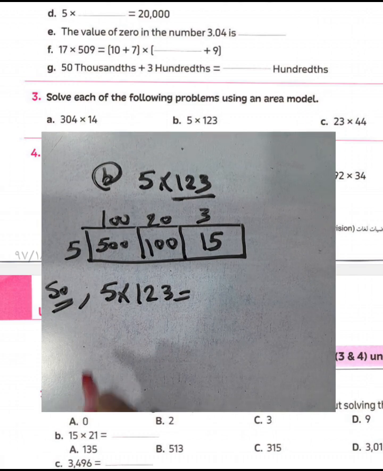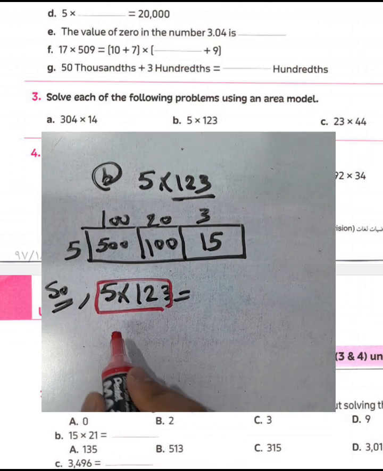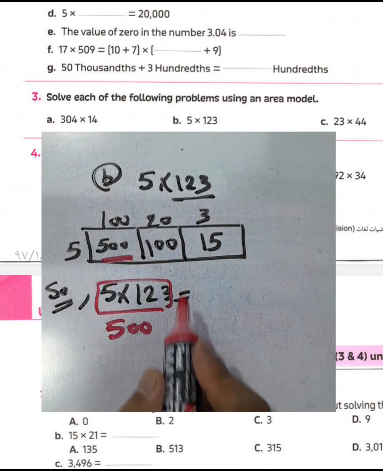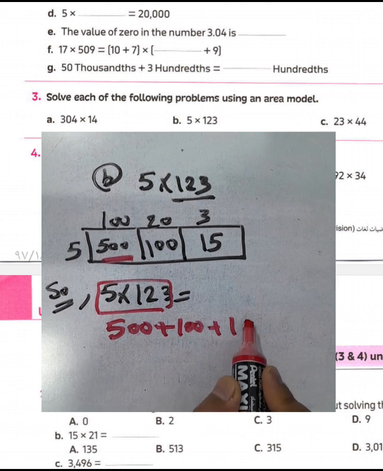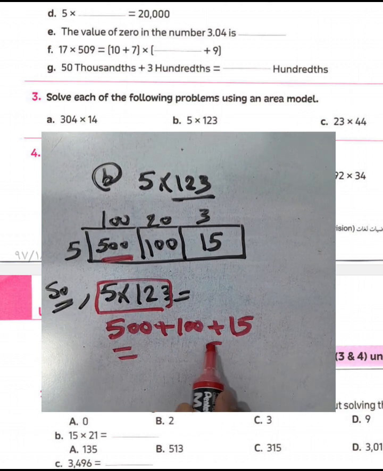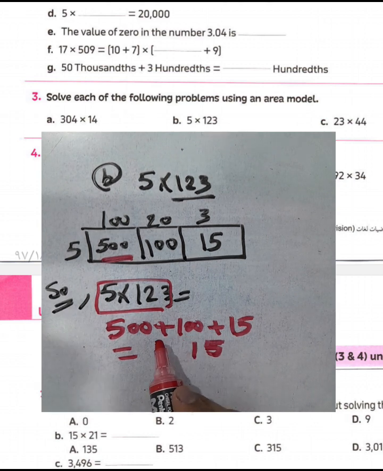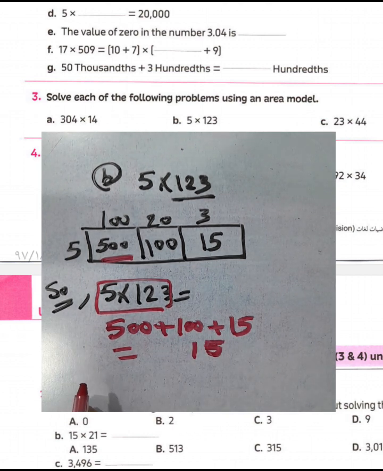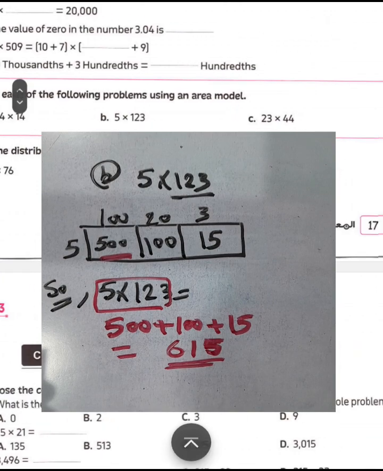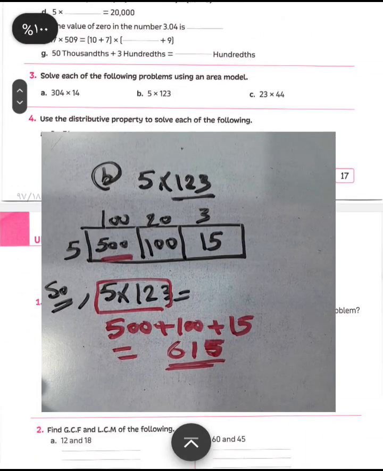To find the multiplication of 5 and 123 by using an area model, you must add the results: 500 plus 100 plus 15. Write 5 here, and 1 plus 0 equals 1, and 5 plus 1 equals 6. Then the result will be 615.